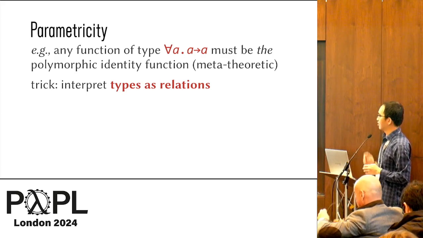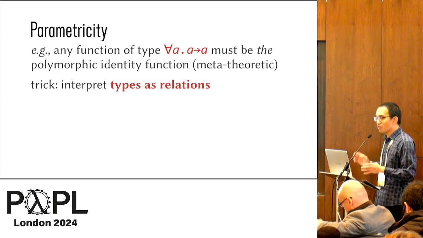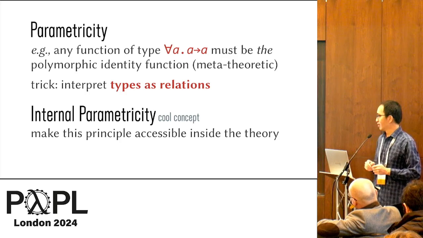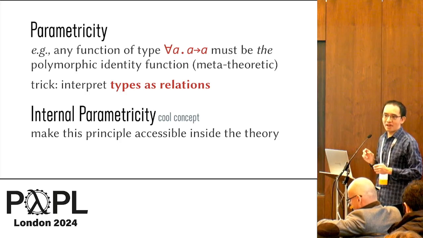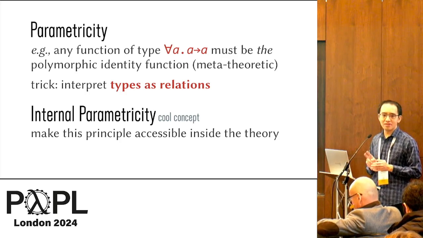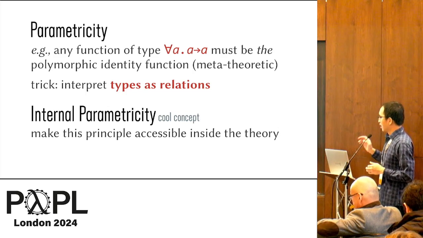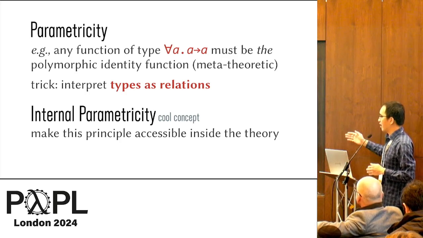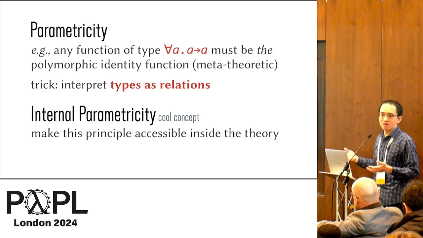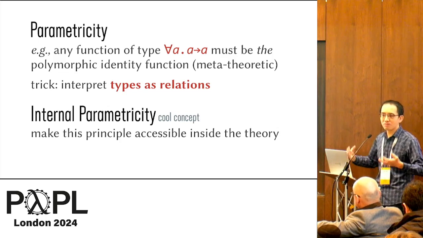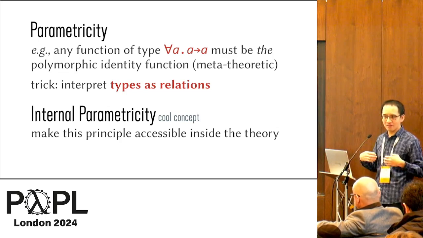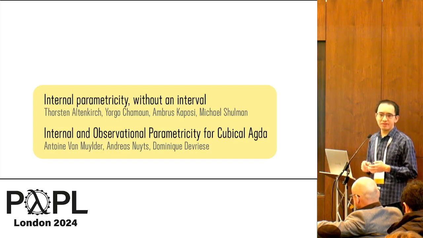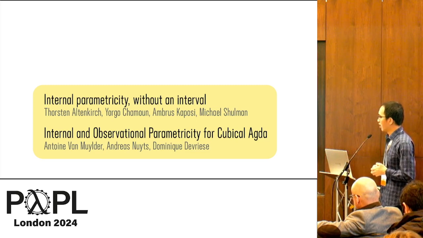Okay, so this is, I should say, usually outside of theory, because we are going to have something called internal parametricity. That is the concept that two of the papers in this session are going to deal with. The idea is that this is usually meta-theoretic, but maybe there's a way to make it accessible inside of the theory, so you can actually prove things like this inside of the theory. As I said, the beginning two papers in this session are going to deal with internal parametricity.